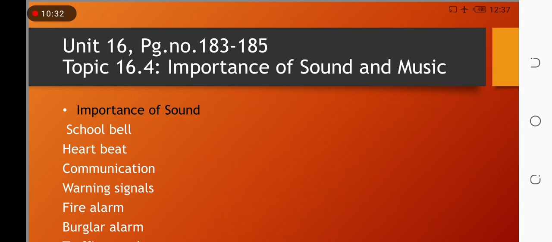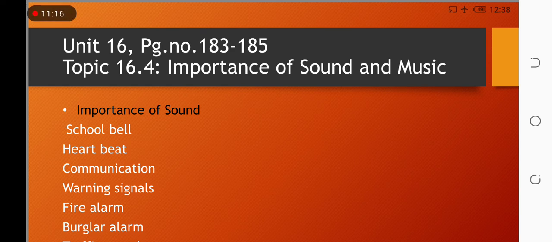Sound also serves as a warning signal to us, and the sirens from the ambulance, fire engine and police car warn the vehicles in front of them to give way. The ringing of a fire alarm informs us of an outbreak of fire so that we can make the necessary evacuations. And the ringing of a burglar alarm in a house or a bank indicates a possible break-in or a robbery in progress.